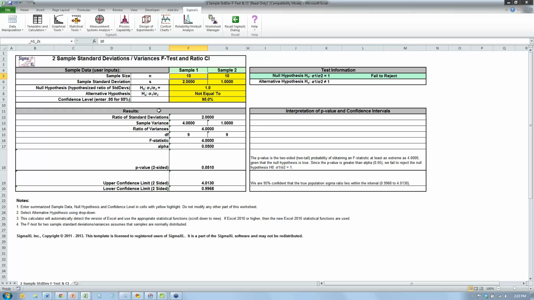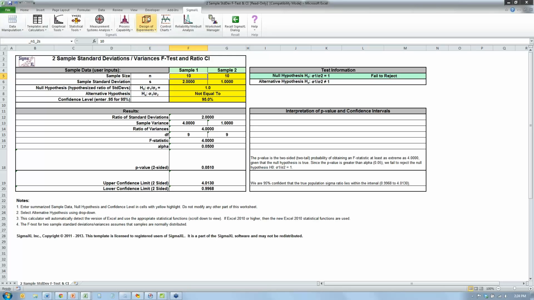So this is the F-test. This one assumes normality. Okay, so you're plugging in the sample size and the sample standard deviation, again, the alternative hypothesis. And the null hypothesis is the hypothesized ratio of standard deviations. Okay, so that's what you put in as your null hypothesis, or your hypothesized value. So that's the Twosample F-test. Again, both the hypothesis test and the confidence interval, as well as support for the new Excel 2010 functions.